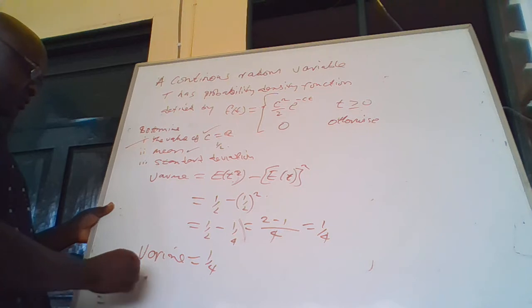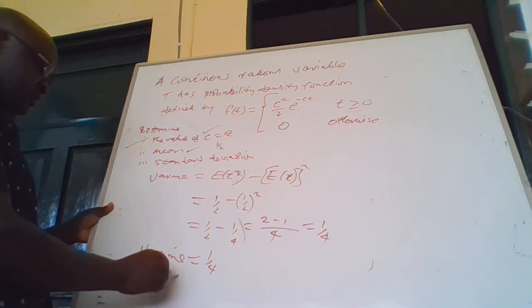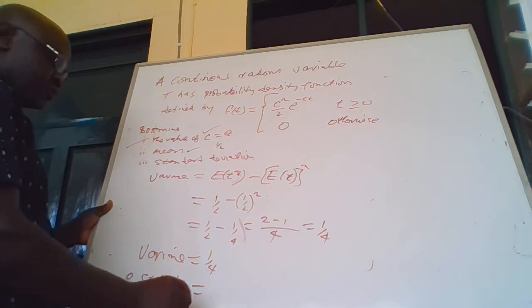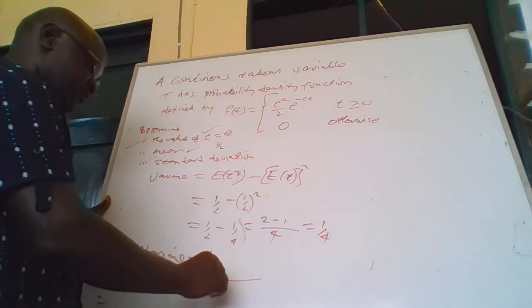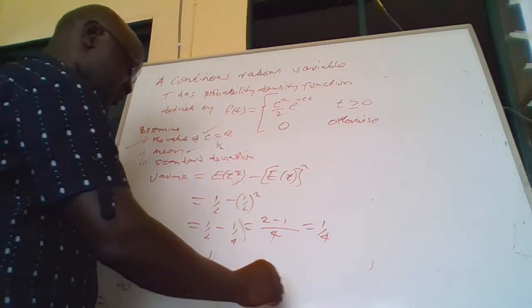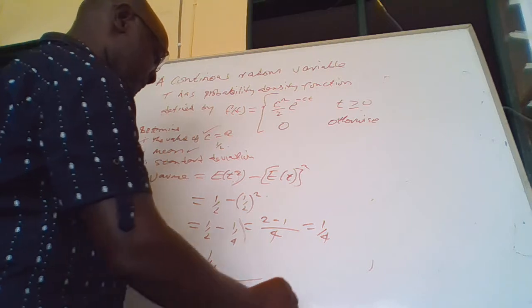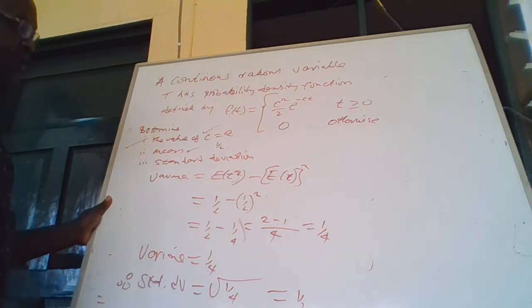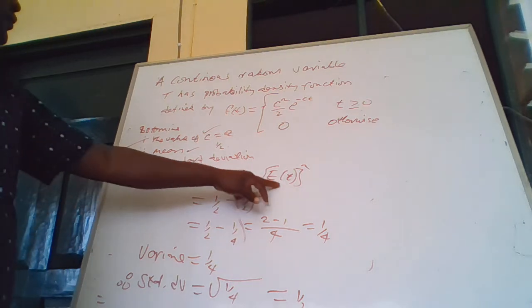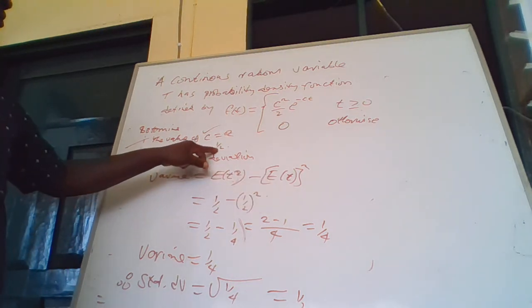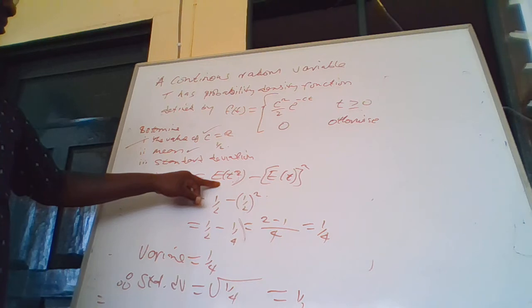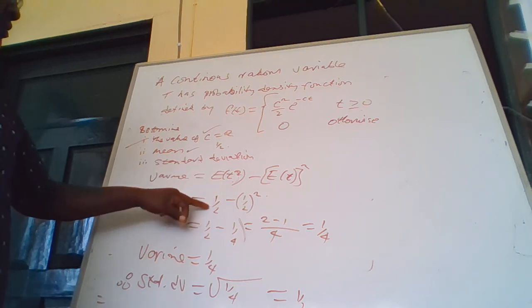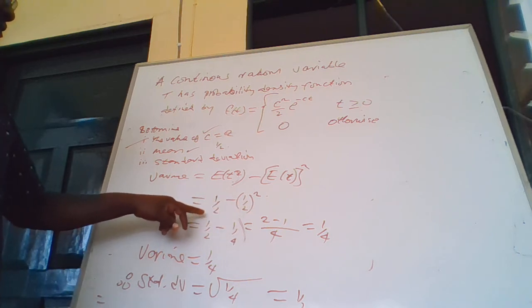Therefore, standard deviation will be equal to the square root of 1 all over 4, which equals 1 all over 2. 1 all over 2, a half.